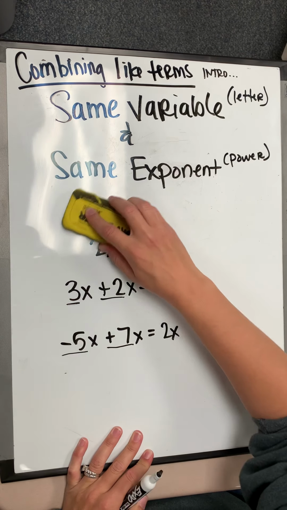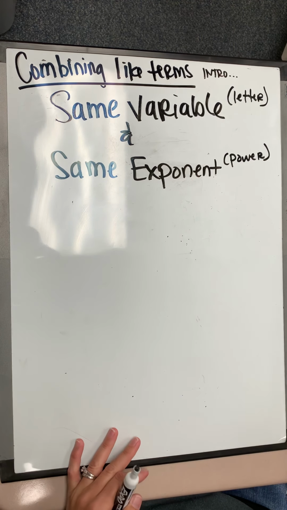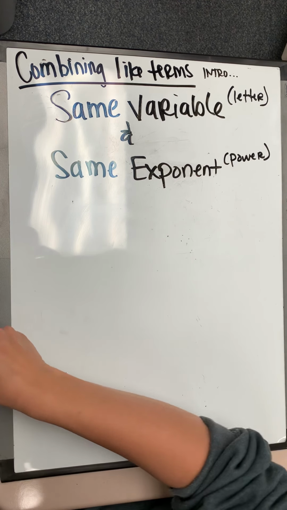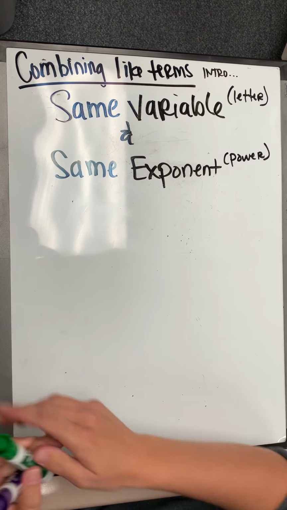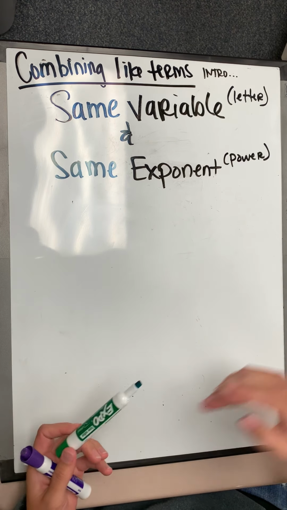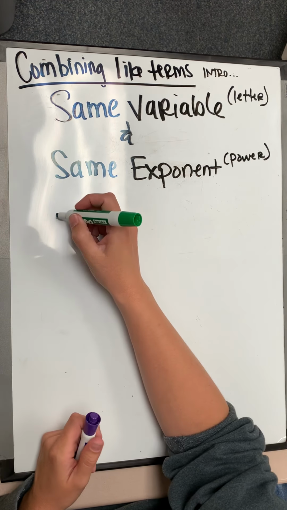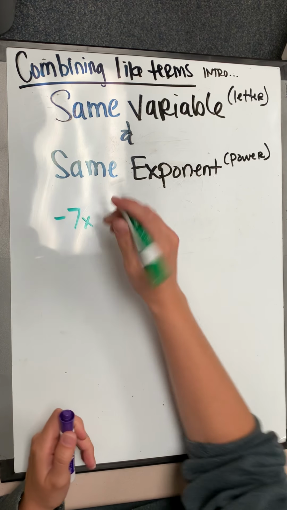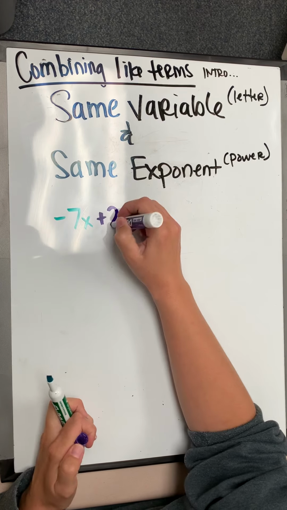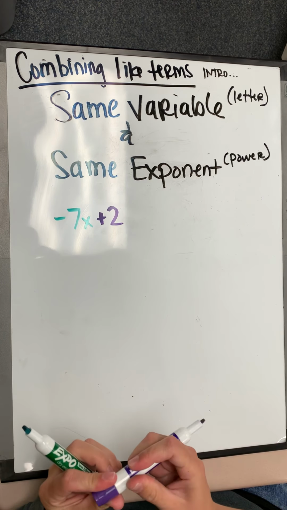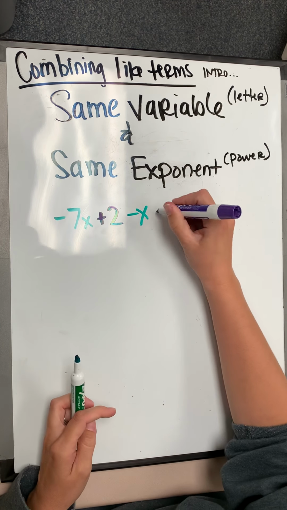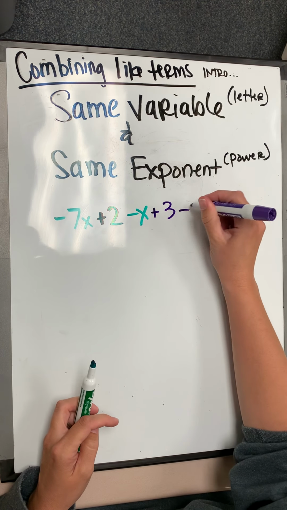I'm going to go through and do a couple of really short examples. I'm going to use a couple of different colors too. Right now I'm going to color code them, and you guys won't see them color coded very often, if ever, so I'm just hoping that you guys can get the idea. Plus 2 minus x plus 3 minus 6.